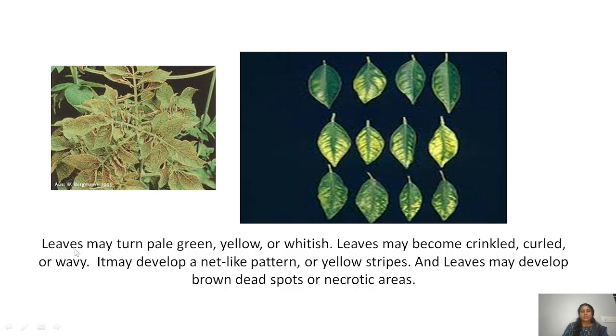Here with manganese the plant also shows yellowing, but the leaves become crinkled and curled and wavy. The leaves become almost a wavy structure, so it is not straight. The leaves look like this. They become crinkled and curled, or wavy leaves. So this is because of manganese deficiency.